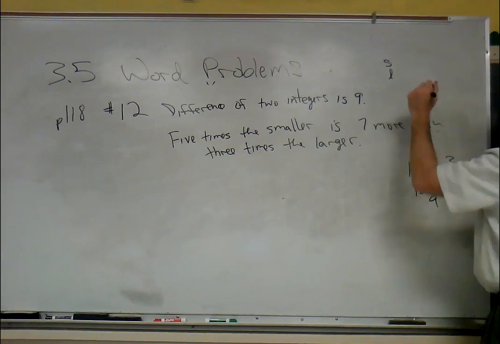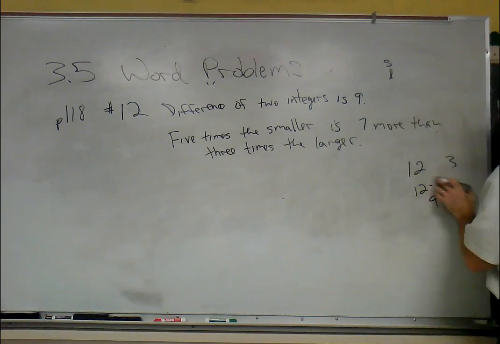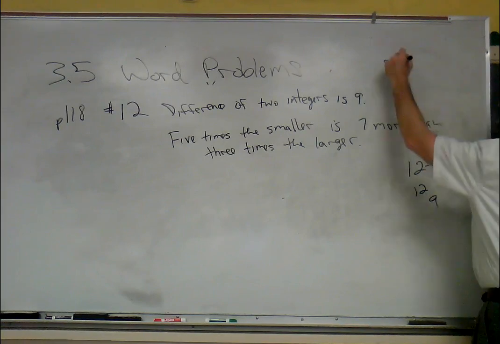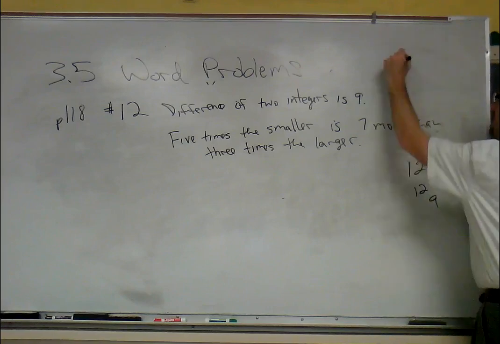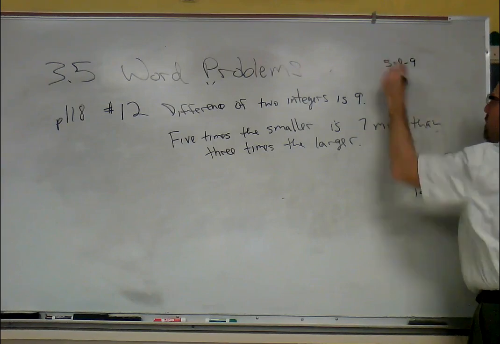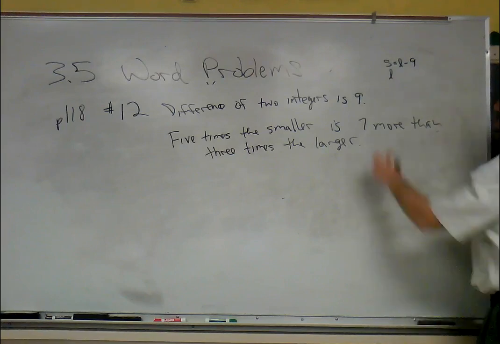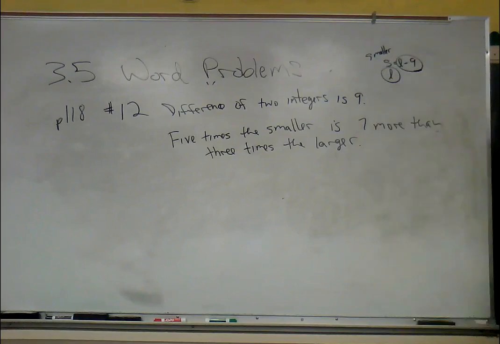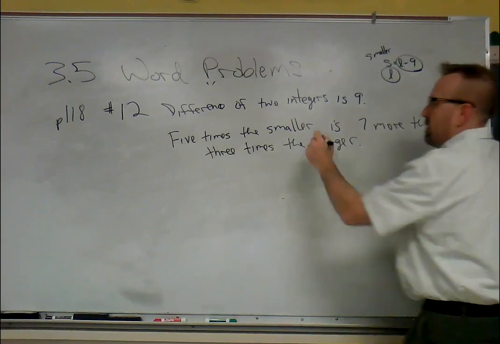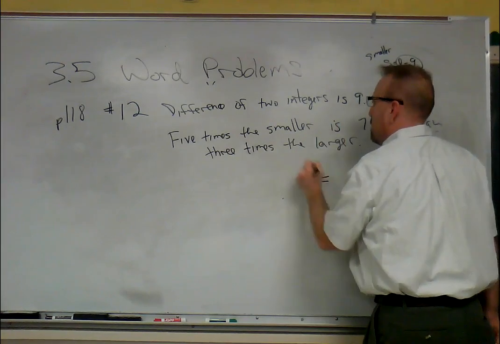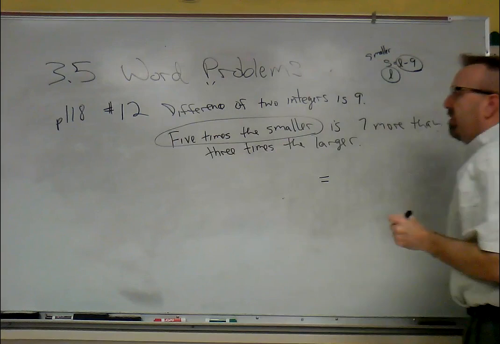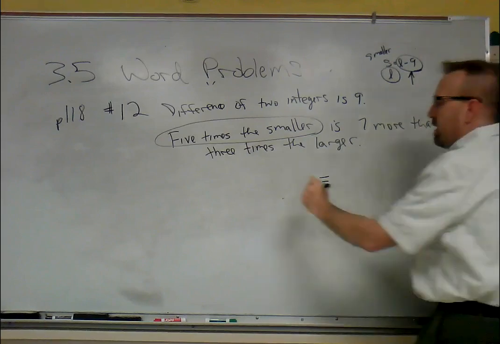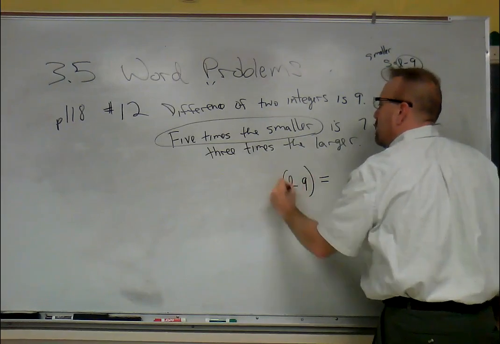Or we could do it the other way around, couldn't we? Take the difference to get the smaller number. So our smaller number is the larger minus 9. So we're not going to use S. We're not going to use smaller. We're going to use L, and we're going to use L minus 9. So now, let's start here. 5 times the smaller. What do we say our smaller one is? L minus 9. You want to take 5 times that.